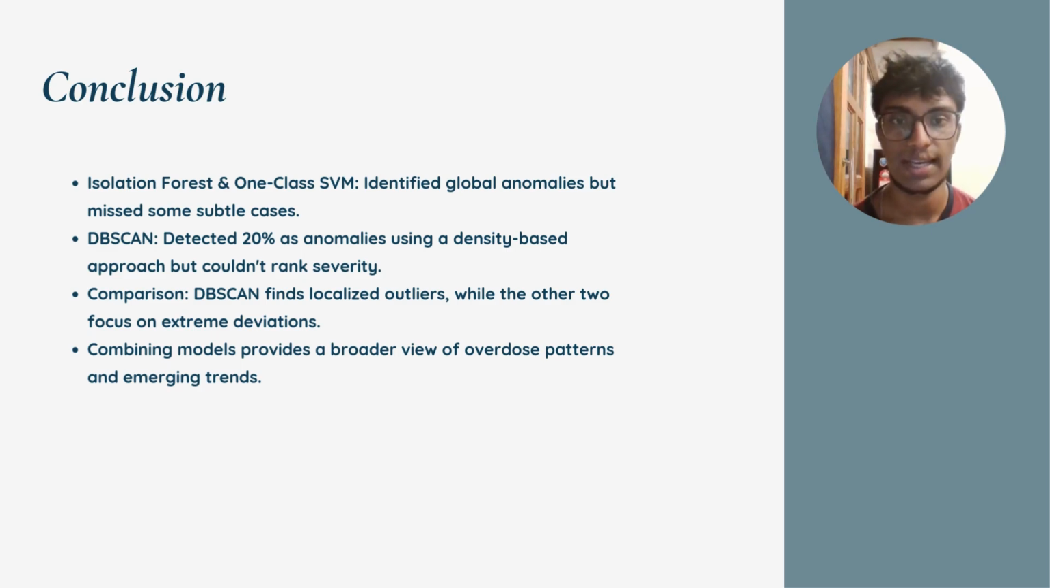In conclusion, the analysis using isolation forest, one class SVM, and DBSCAN provided valuable insights into the accidental drug-related data set. Each model identified anomalies differently, contributing to a broader understanding of outliers. Isolation Forest and One Class SVM used a global approach, with Isolation Forest detecting anomalies based on feature distributions and One Class SVM identifying cases outside a normal decision boundary. While these models were highly accurate, they may have missed some potential outliers.